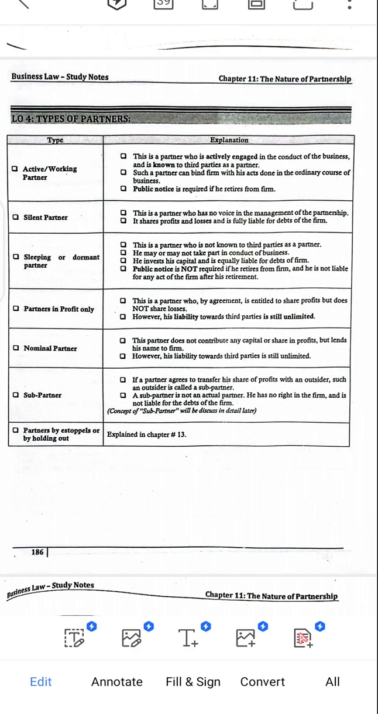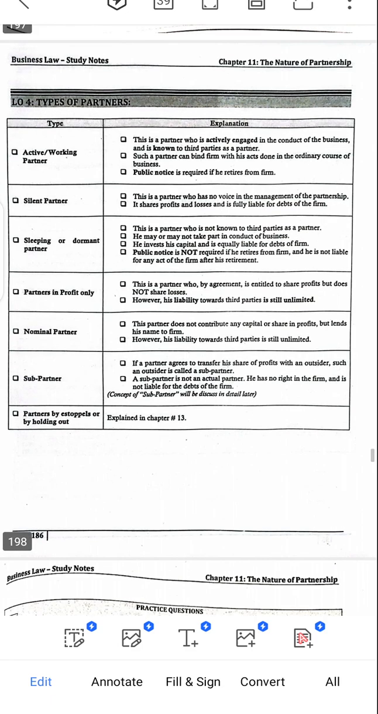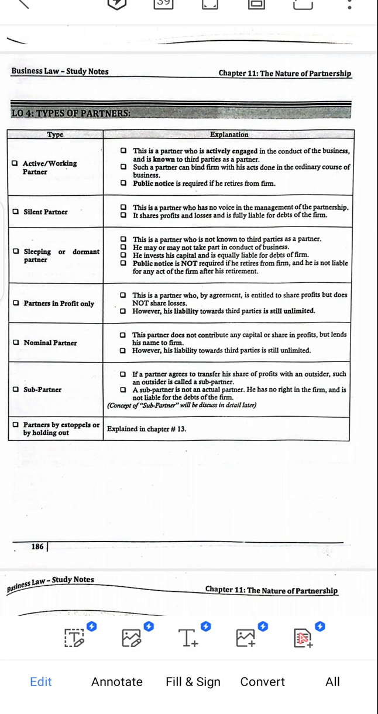He is opposed to the active partner. He does not actively participate in the activities of the partnership or meet any partner. This is a partner who has no voice in management of the firm. He shares profits and losses and is fully liable for debts of the firm. But he will not actively participate in the activities of the partnership.